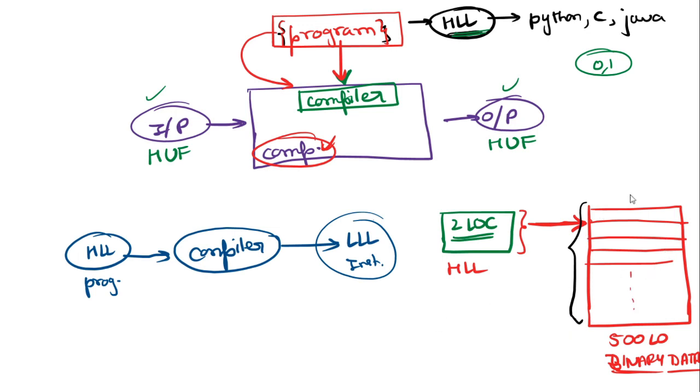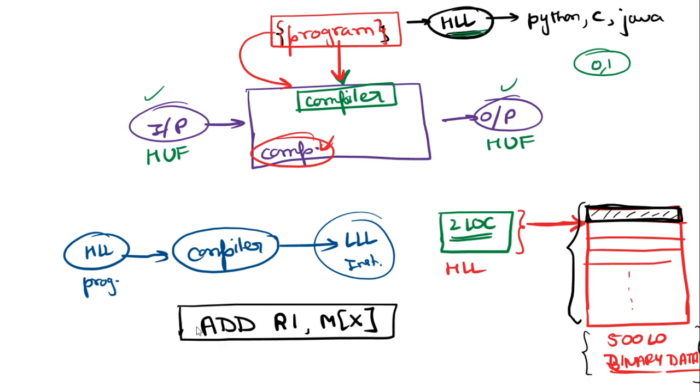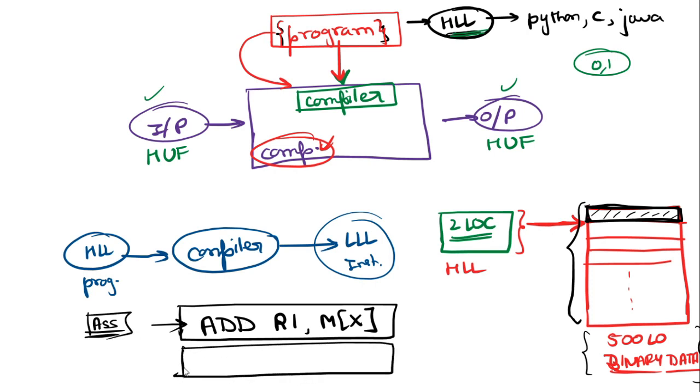So there is another symbolic representation of each binary sequence. We call it assembly language, right? We will represent all these binary sequences using assembly language itself. So whenever I was writing something like this, I took one example, add r1 comma m of x, this is an instruction, and this instruction will be a part of this entire set of binary sequence, right? But it won't be written like this. This format is actually assembly language format.